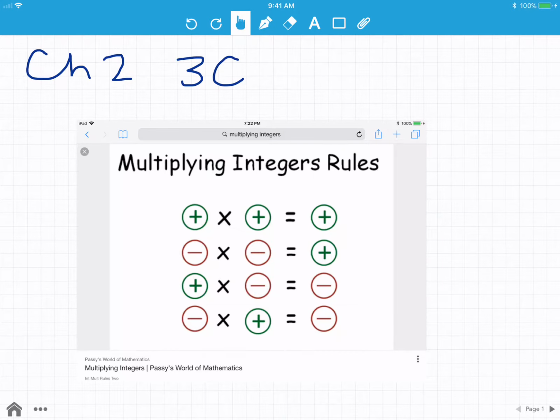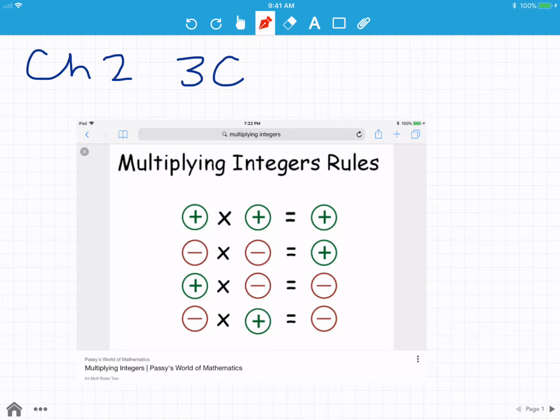Today's math lesson is Chapter 2, Lesson 3C, Multiplying Integers. I've given you a chart here to refer to for the rules when you multiply two integers. So let's examine the chart.